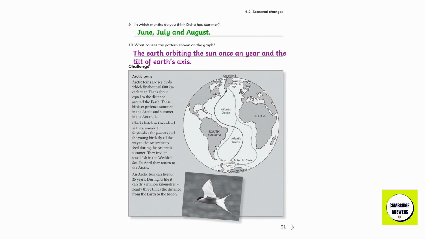Arctic terns. Arctic terns are seabirds which fly about 40,000 kilometers each year. That's about equal to the distance around the Earth. These birds experience summer in the Arctic and the summer in the Antarctic. Chicks hatch in Greenland in the summer. In September, the parents and the young birds fly all the way to Antarctic to feed during the Antarctic summer. They feed on small fish in the Weddell Sea. In April, they return to the Arctic. An Arctic tern can live for 25 years. During its life, it can fly 1,000,000 kilometers, nearly 3 times the distance from the Earth to the Moon.